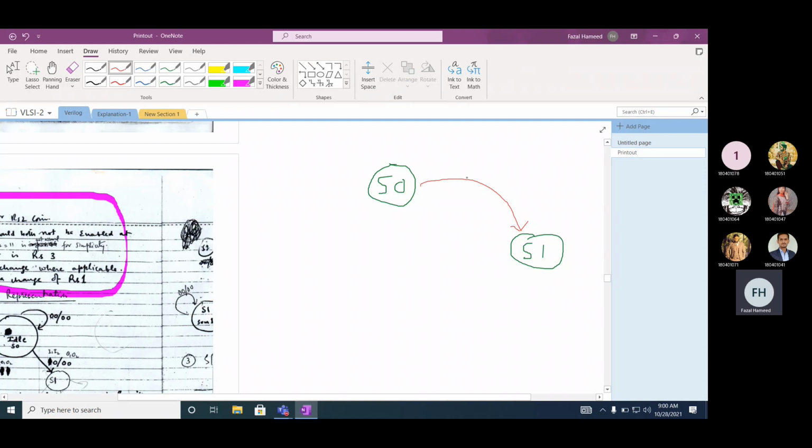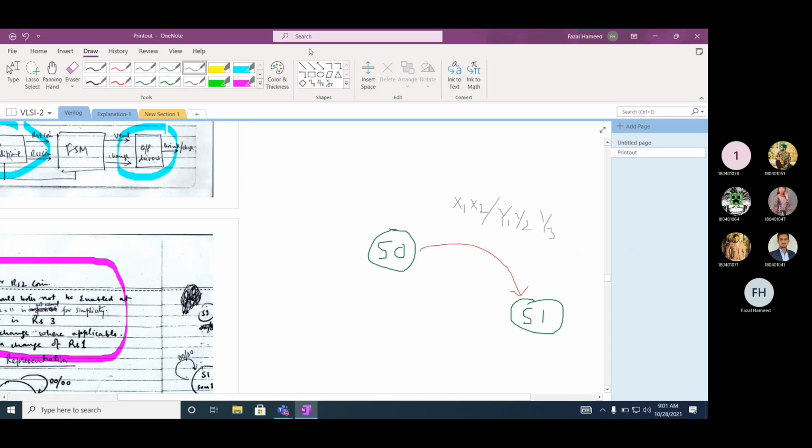And on top of this arrow, we have some labels. Let's assume we have x1, x2, y1, y2, y3. When we studied FSM, what was x representing? Inputs. And what does y represent? Output. Y is your output. So what is the size of the input now in this case? 2 bits.